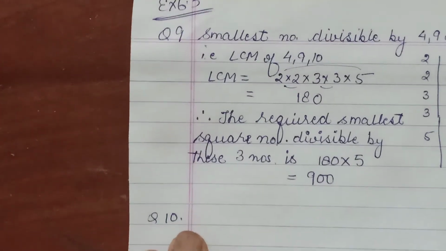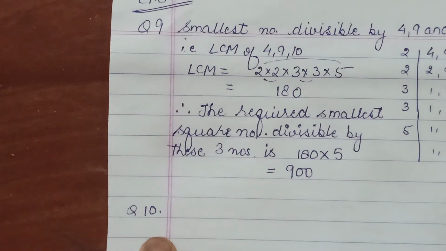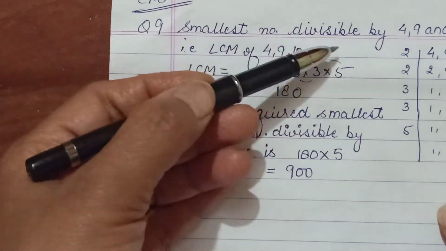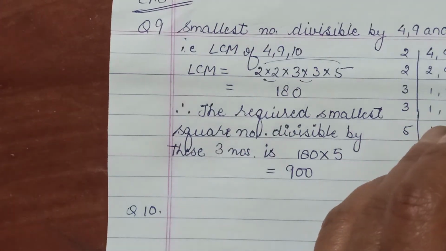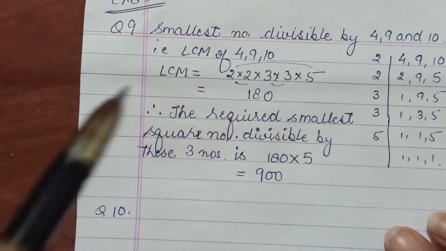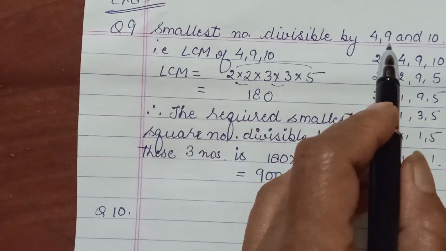Was there more questions there? I think there were a few questions for you children. Okay, yeah, here it is. Yes, there was a 9th question which was saying the smallest number divisible by 4, 9, 10. The question was actually: find the smallest perfect square which is divisible by these three numbers.